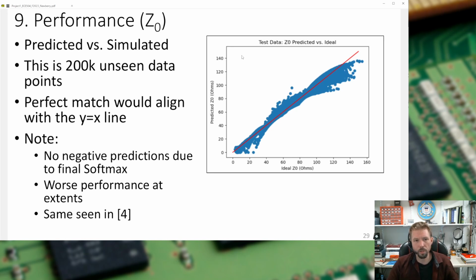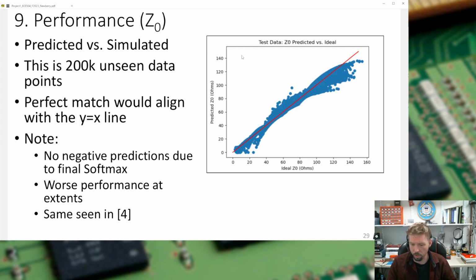This plot at the right shows, I don't have a traditional error percentage calculation, but I do have, for that unseen test data set, 200,000 points for each ideal or simulated value. I also show the predicted value on this scatter plot. So if this were performing perfectly, every one of those dots would line up exactly along that red line, 1 to 1, y equals x. Now, there are no negative predictions due to that final softplus layer, which is good. And also, you can see that there's worse performance at the extents, at the low end of the impedance scale and at the very high end. Along the middle there, it's quite a bit better.